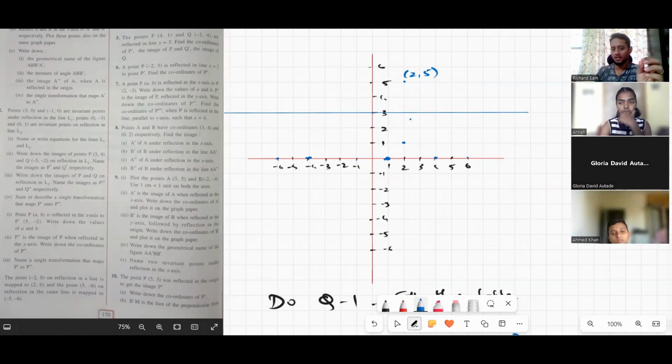Did you get it? So this 2 comma 5 when reflected on this line, what is the name of this line? Y is equal to 3. Where will the image be formed? Right behind the mirror. So what will be the coordinates of this point? 2 comma 1. So no changing sign. The numbers only change. You notice it?